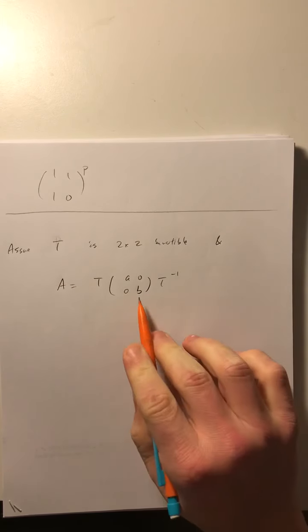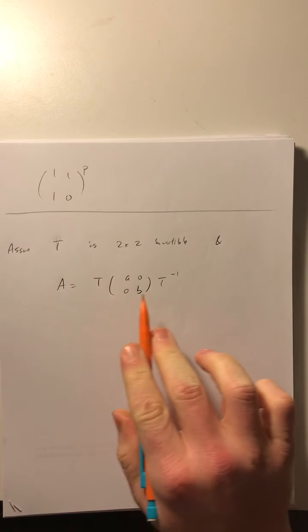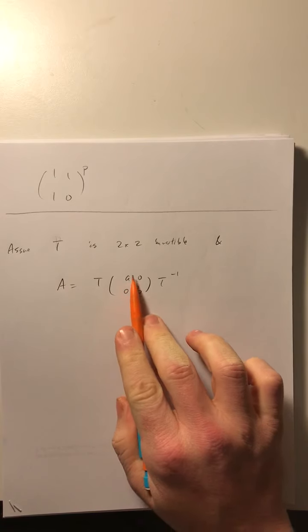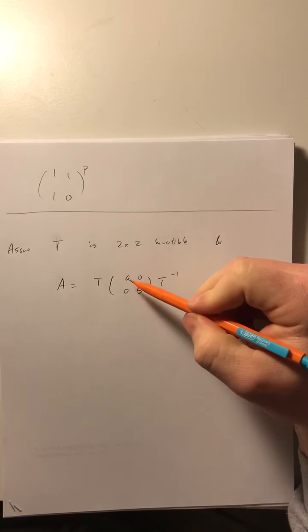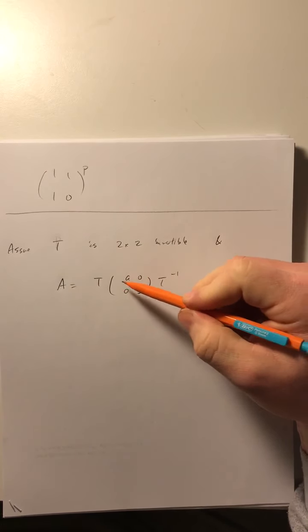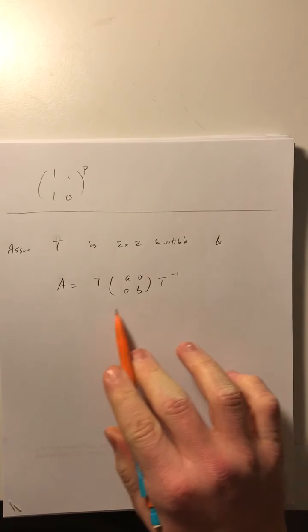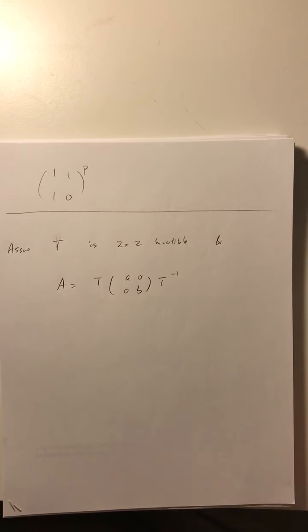So here I have this matrix that has a special form. It's a matrix times a diagonal matrix. We call this a diagonal matrix because on the main diagonal it has some numbers, and off of the main diagonal it has only zeros. And then I have the inverse of the matrix that's over here.